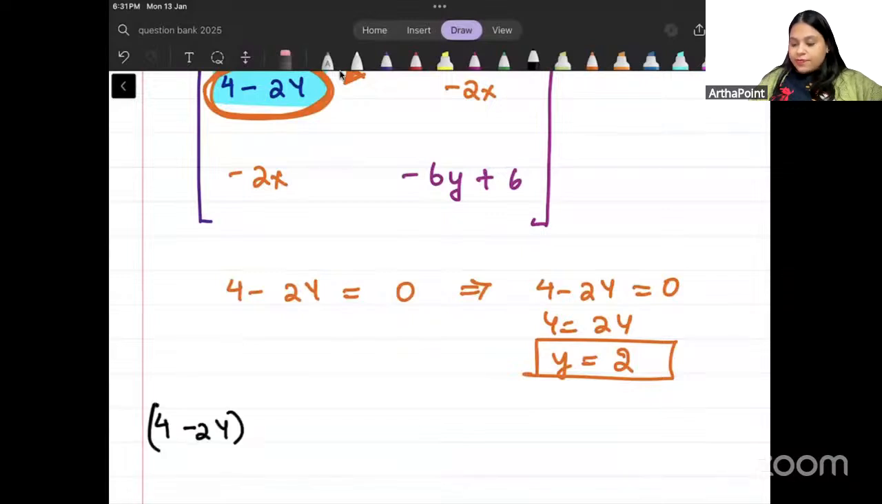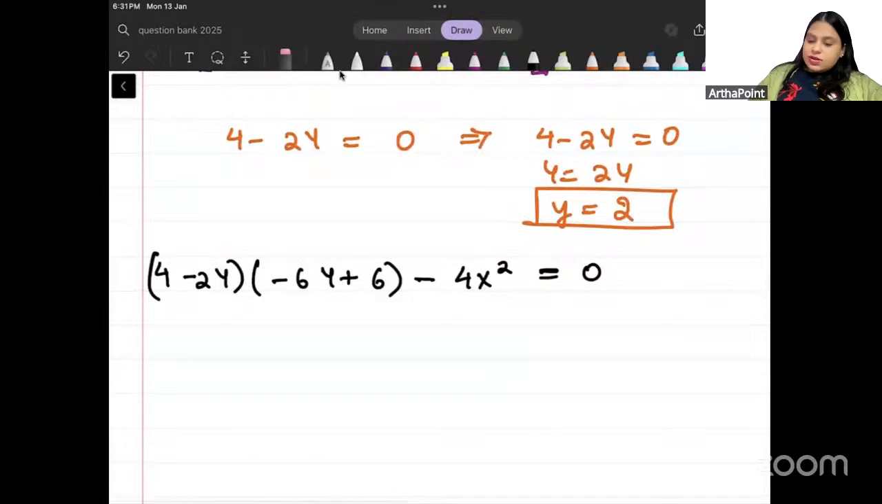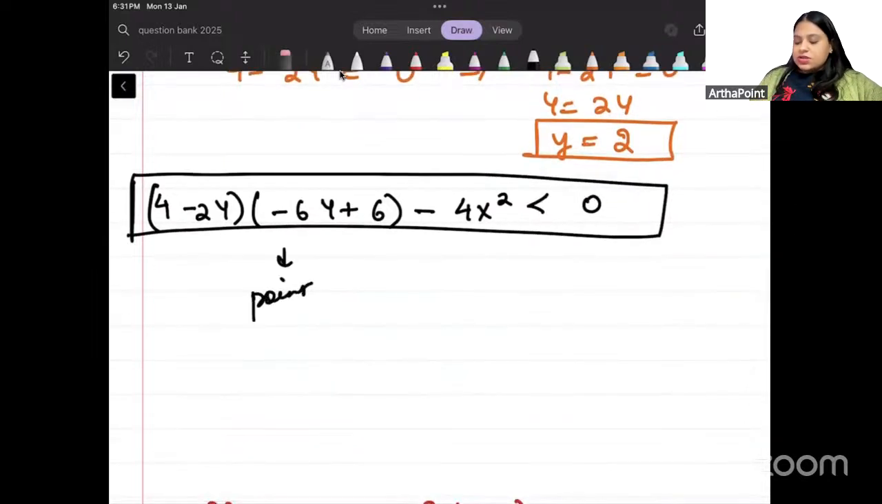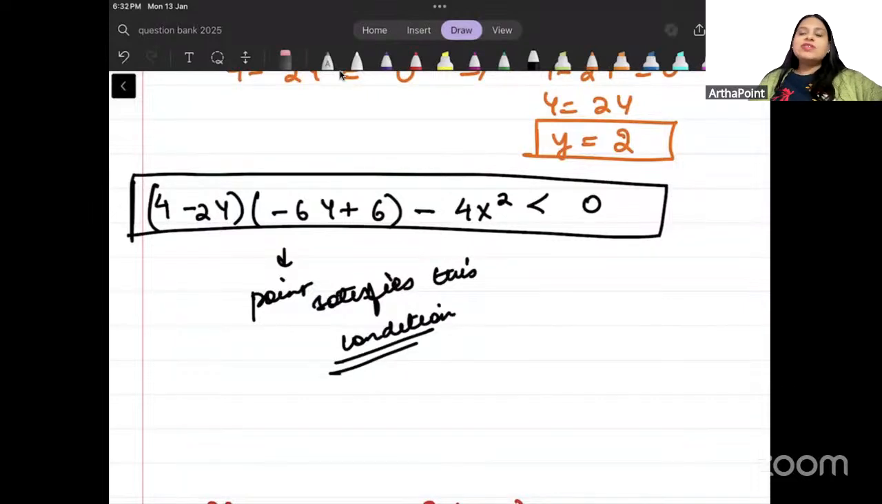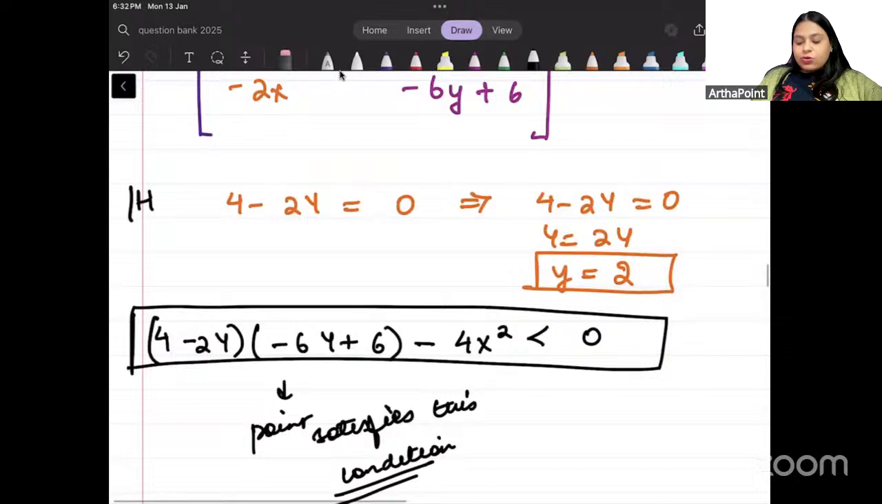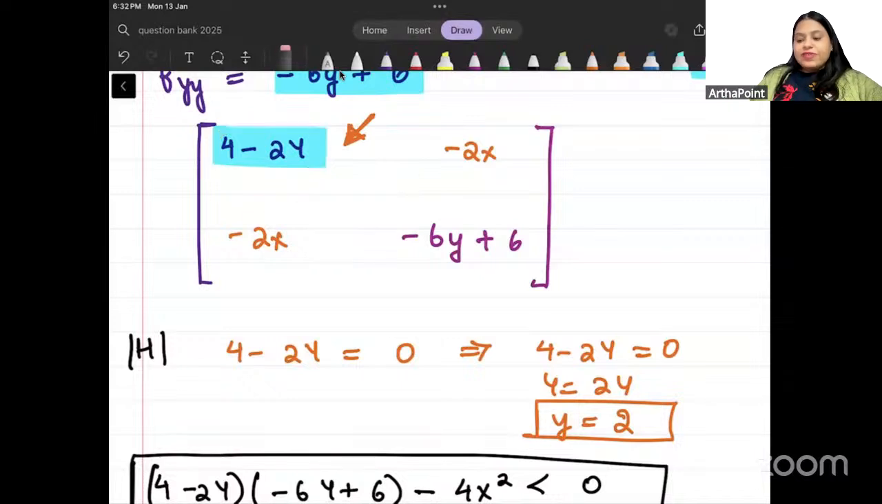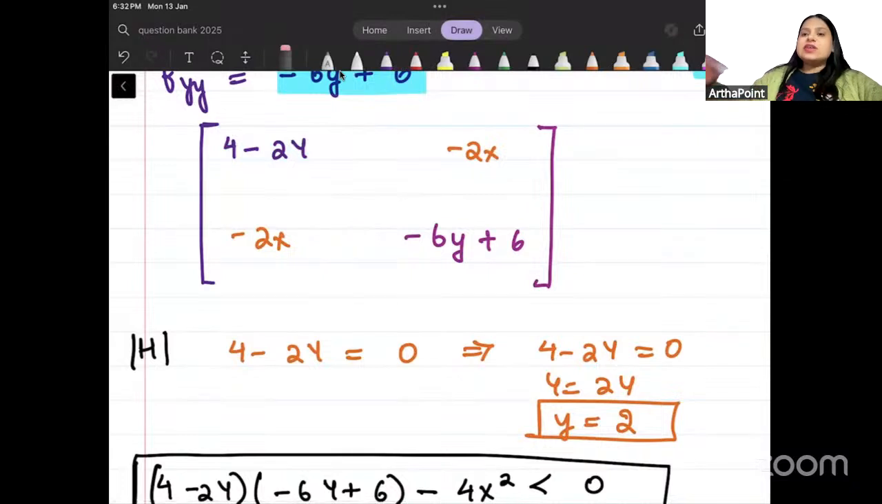4 minus 2y into minus 6y plus 6 minus 4x square, less than 0. I want this to be negative. Whichever point satisfies this condition will be your saddle point. Whichever point satisfies the condition that when you find out the determinant, the second order Hessian leading principal minor, that means this minus this determinant, if it is negative, then definitely it is a saddle point.